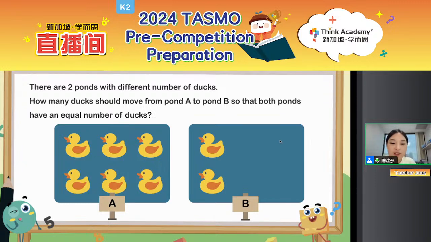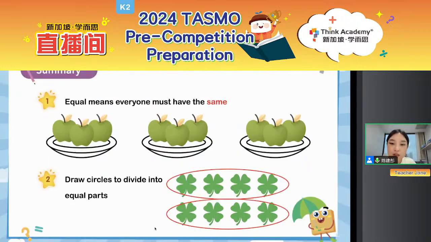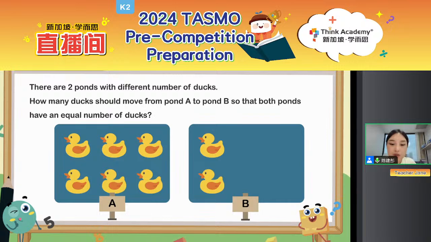Good job, everyone. So this time, try it by yourself. There are 2 ponds with different numbers of ducks. How many ducks should move from pond A to pond B so that both ponds will have an equal number of ducks? We can see equal means the same amount, right? The first one has 6. The second one has 2 ducks. So I see their difference is 6 minus 2 equals 4.